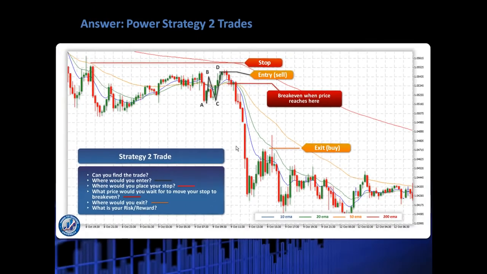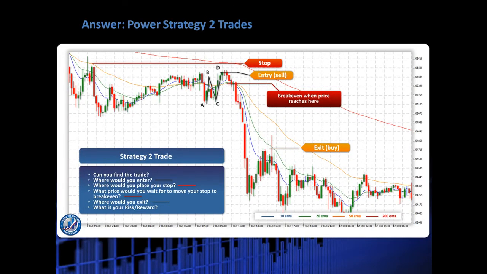So what we can say here is that the risk reward is over 8 to 1. So that's a pretty good risk reward. That means for every dollar you risk, you're making $8. So that's pretty good.